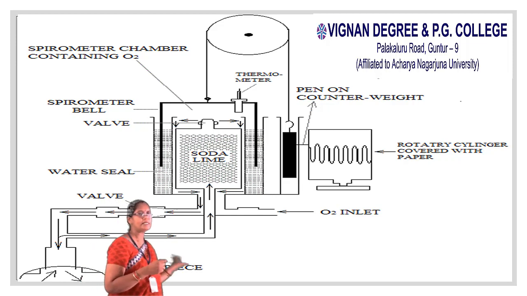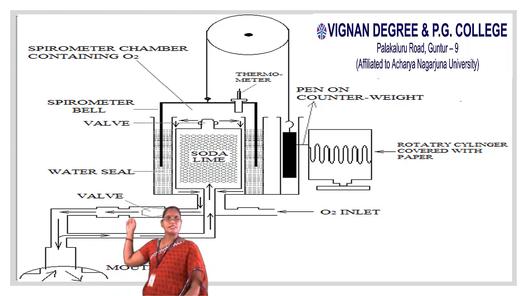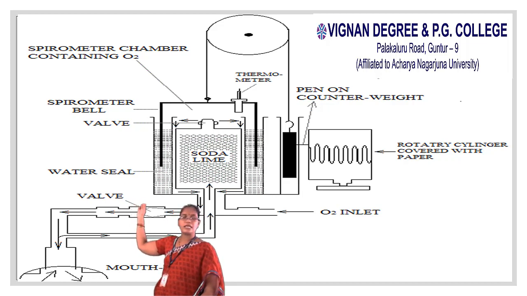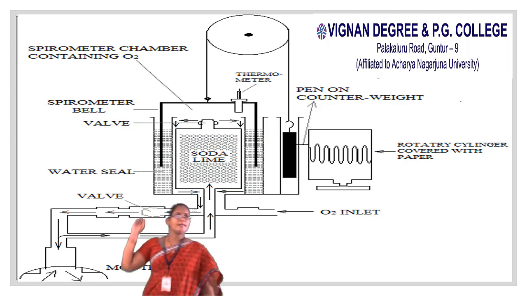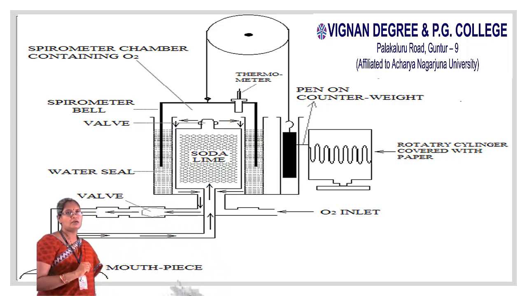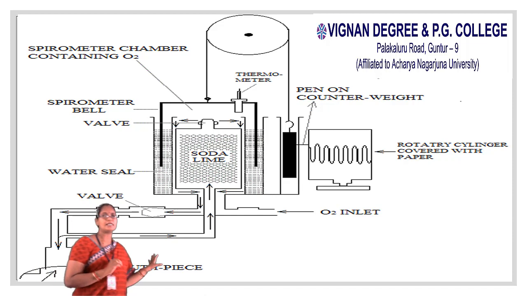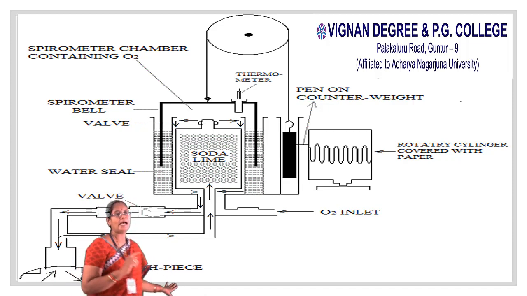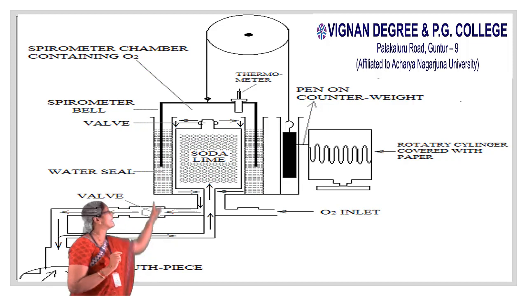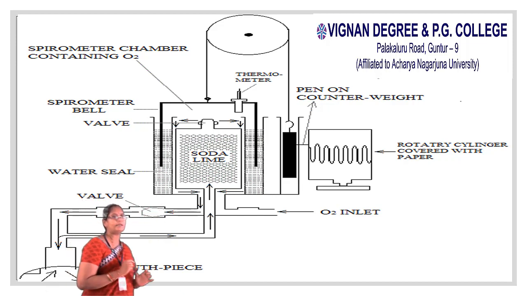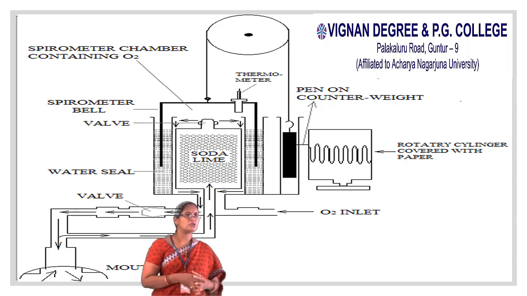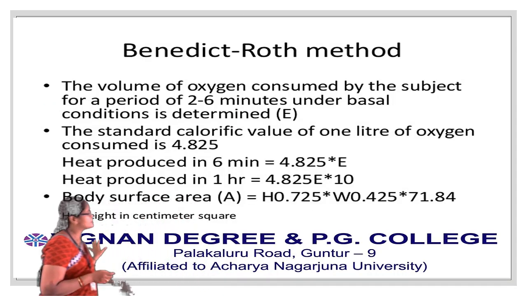In the Benedict-Roth method, the volume of oxygen consumed by the subject for a period of 2 to 6 minutes under basal conditions is determined, and it is represented by capital E.